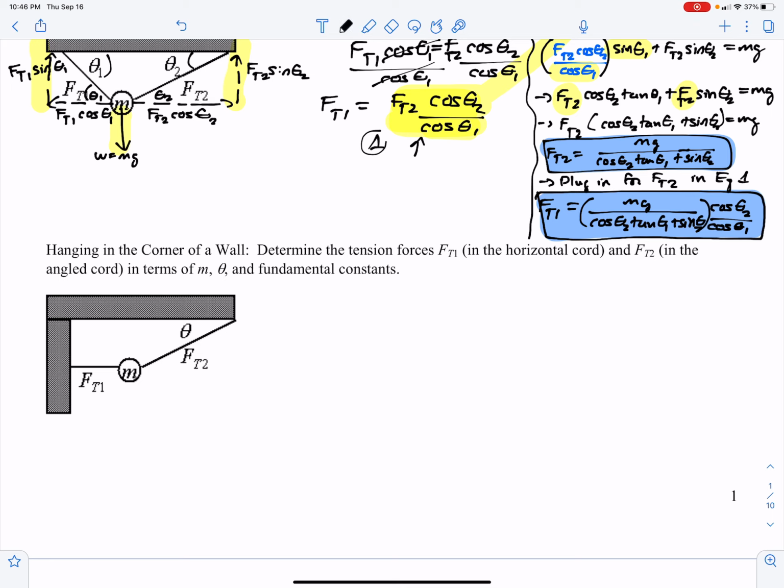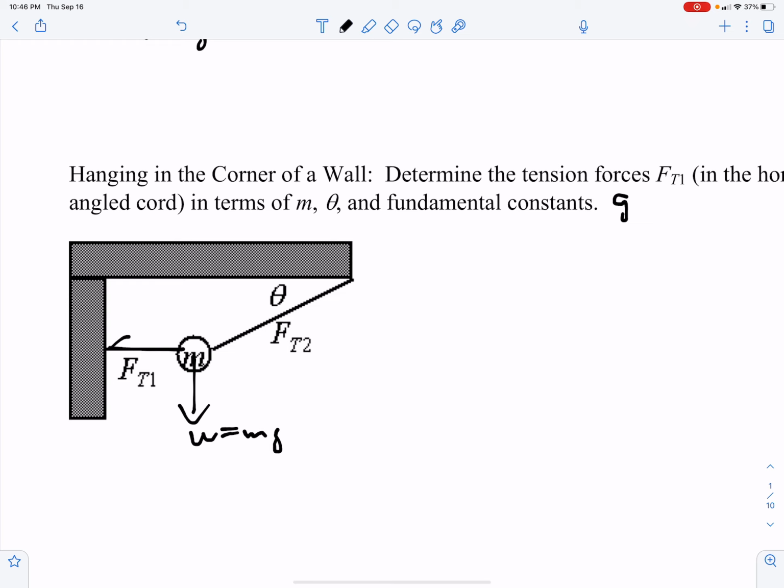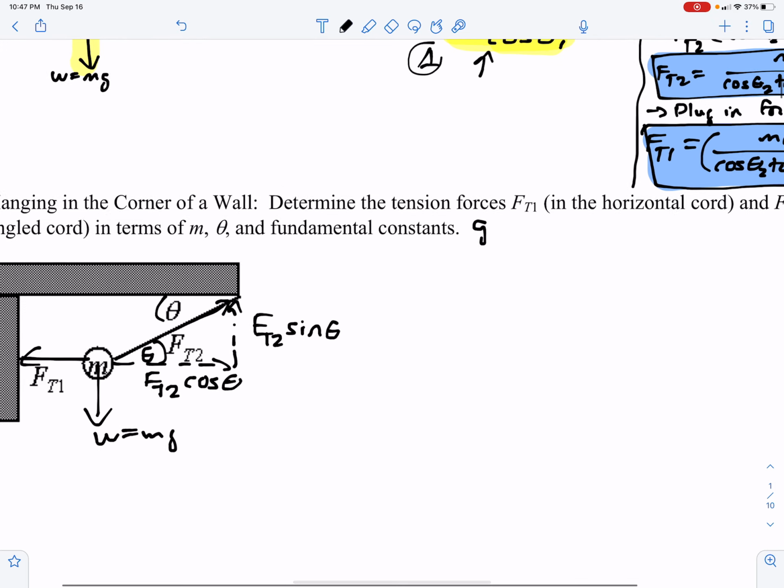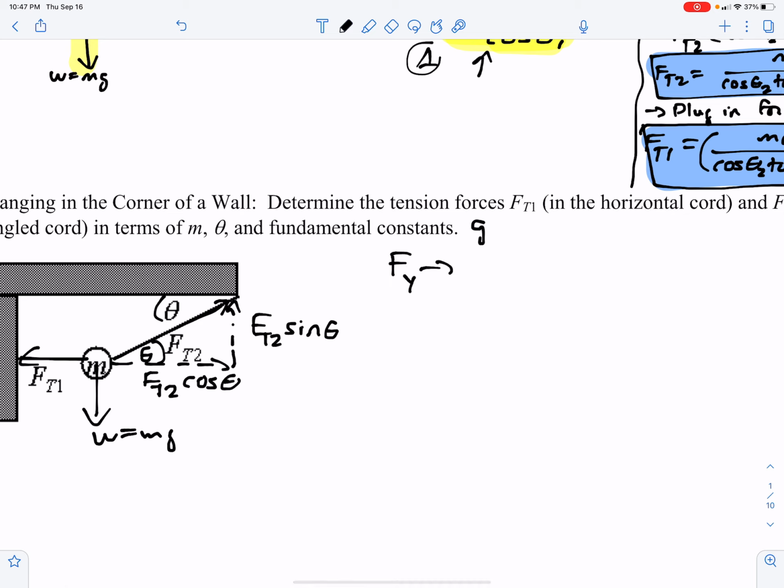Determine the tension force F_T1 in the horizontal cord and F_T2 in the angled cord in terms of m, theta, and g. So you've got weight equals mg going down, you've got F_T1 going to the left, and you've got F_T2 going up at an angle. But we need components. This angle is the same as this angle, so this would be F_T2 cosine of my angle. The opposite side would be F_T2 sine of my angle.